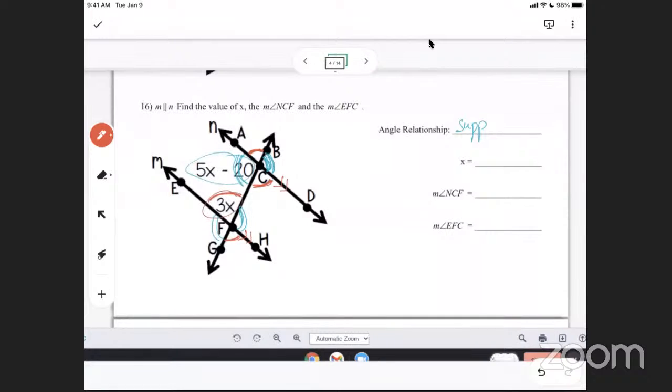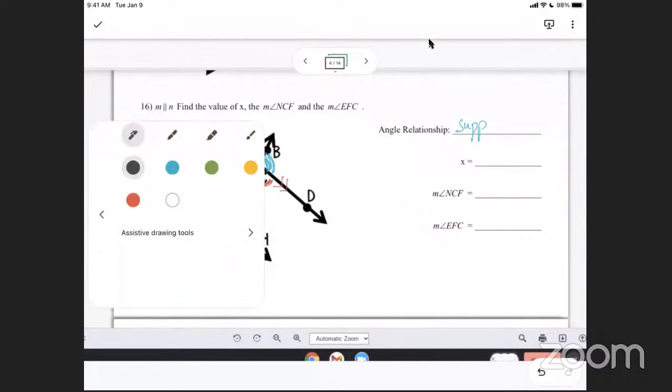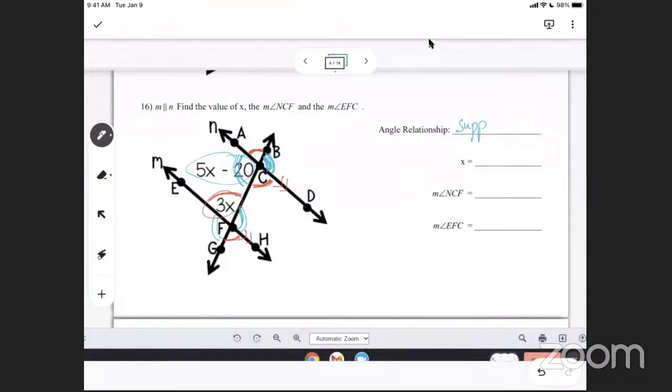Okay. Right? So they're same side consecutive. I don't know what she wants you to call it, but I would say that the relationship between the angles is they're supplementary. So what does that mean about those angles? They equal 180. Good. So I'm going to write 5x minus 20 plus 3x equals 180. I'm going to do this quick for you because I got someone waiting. So add like terms. You got 8x minus 20 equals 180. Add 20 to both sides. 8x equals 200. Divide both sides by 8.